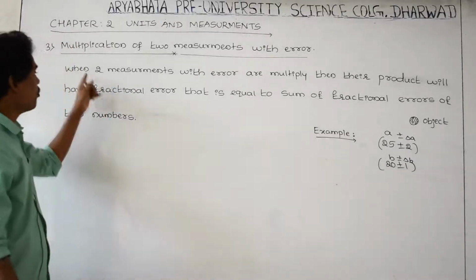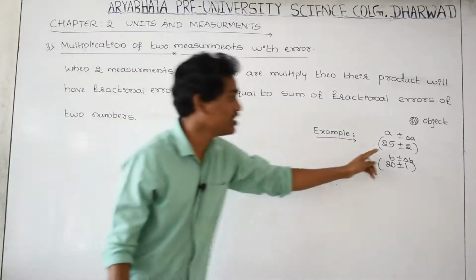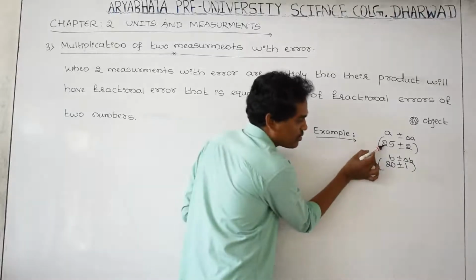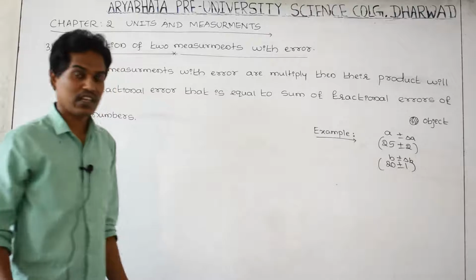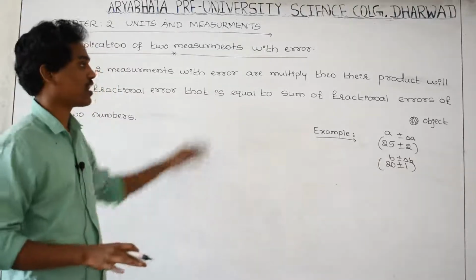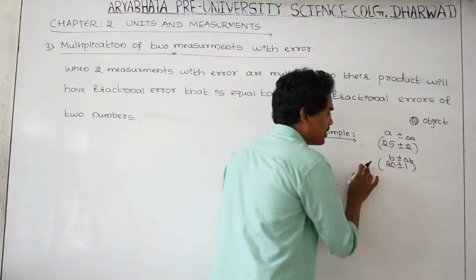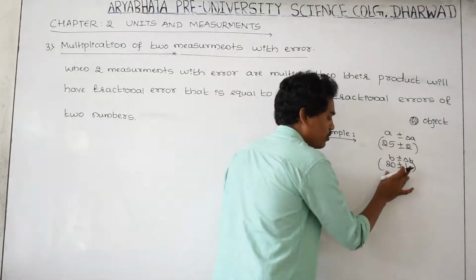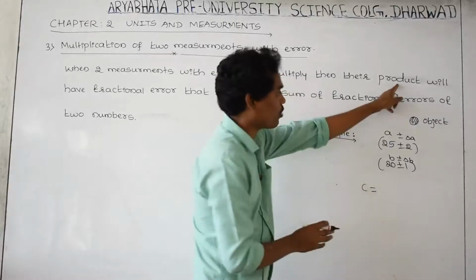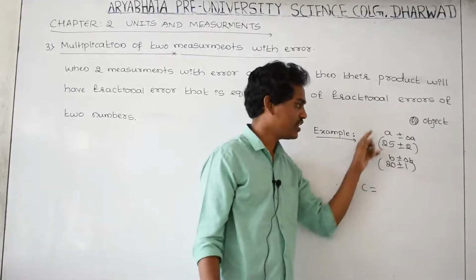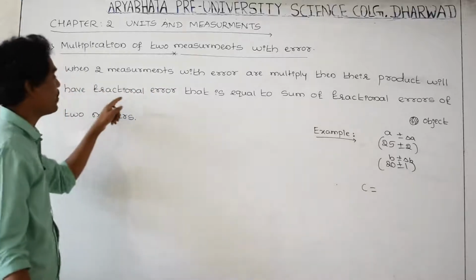There is a condition. When we have two measurements with error, what is the error in this measurement? That is plus or minus 2. What is the error present in this measurement? That is plus or minus 1. When you multiply two measurements which have errors, what is happening? If you multiply this value into this value, for example C is equal to this into this, then the product is nothing but this one. If you multiply the first quantity and the second quantity, the result is called a product. This product will have fractional error.